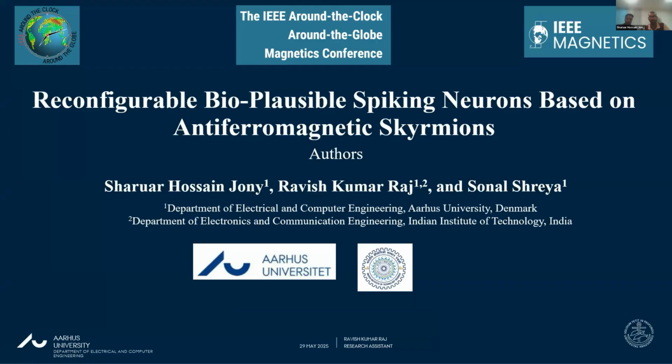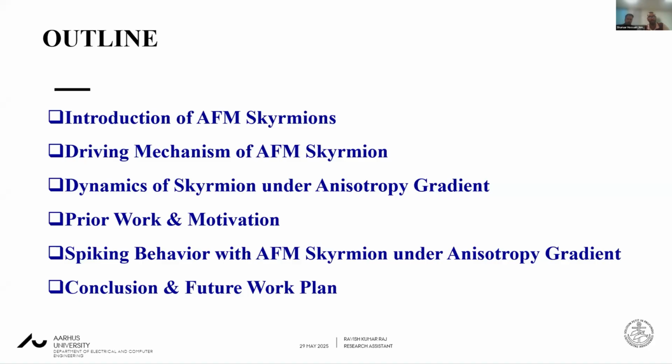So these are my outlines. I mainly work on skyrmions. There are different types of skyrmions, including ferromagnetic, synthetic antiferromagnetic, and AFM. Here I am focusing more on the AFM skyrmion. Let's discuss the advantages and how we can utilize them to develop a model or design a reconfigurable neuromorphic system.